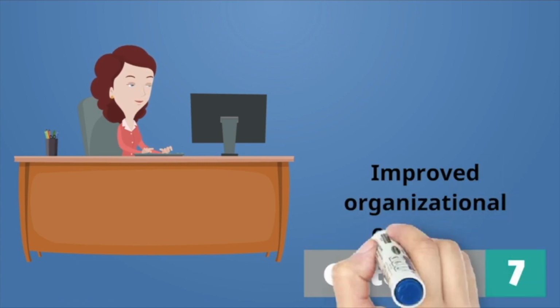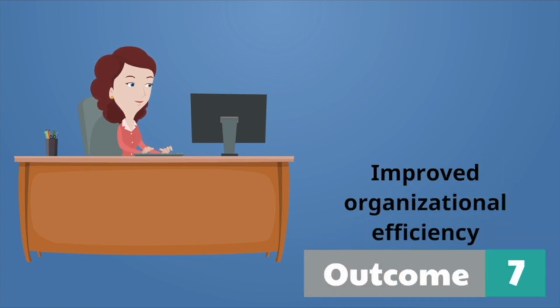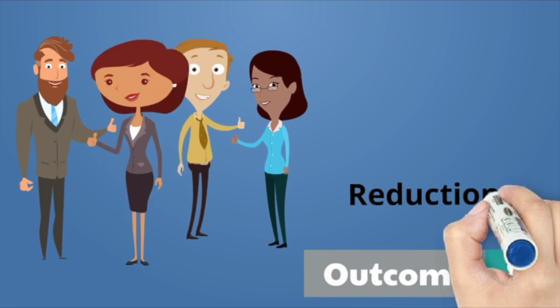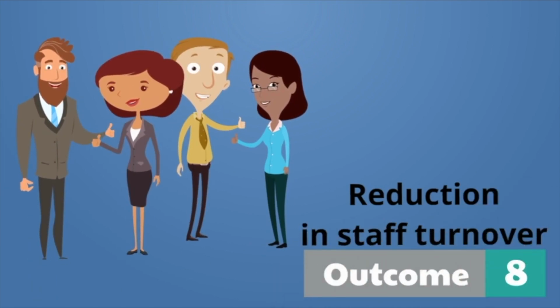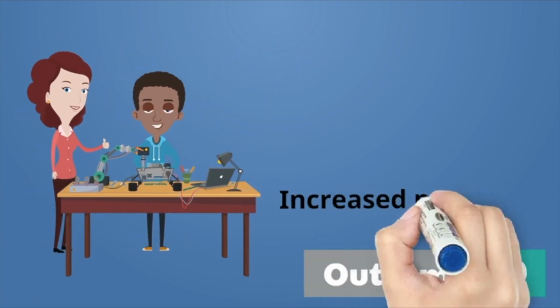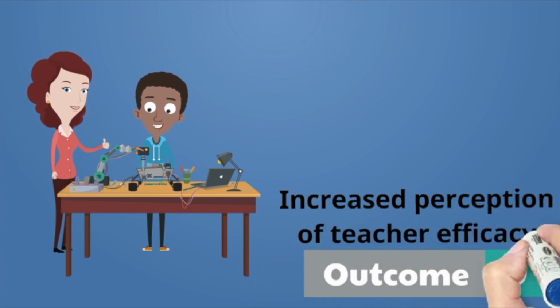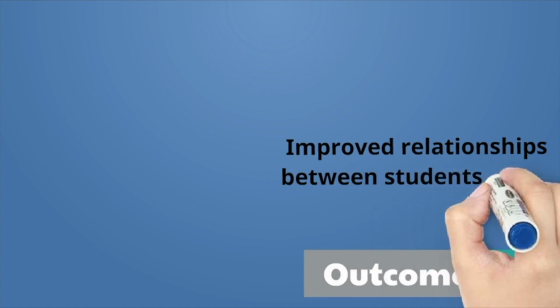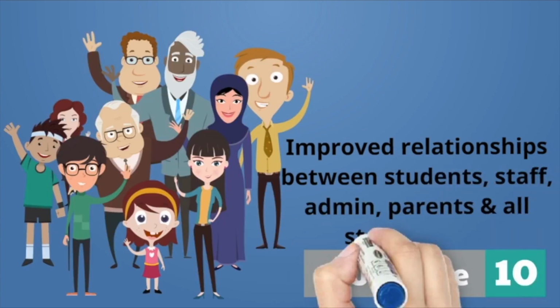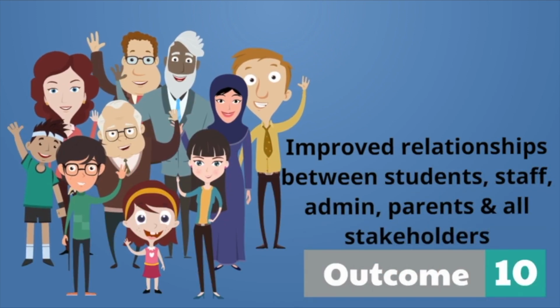The seventh is improved organizational efficiency. The eighth is a reduction in staff turnover. The ninth is an increased perception of teacher efficacy. The 10th is improved relationships between students, staff, administrators, parents, and all stakeholders.